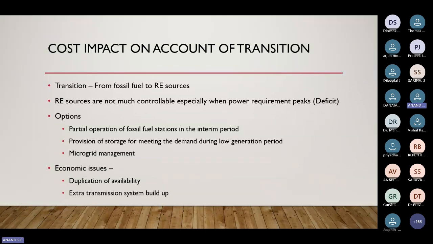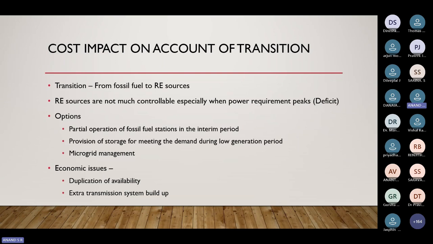So the transition, as far as electrical engineers are concerned, is from fossil fuel to RE sources, and RE sources are not controllable and not available during the peak demand period. So it creates a deficit condition there. I'll come with the figures in another slide. So the options are partial operation of fossil fuel stations in the interim period and provision of storage for meeting the demand during low generation period.